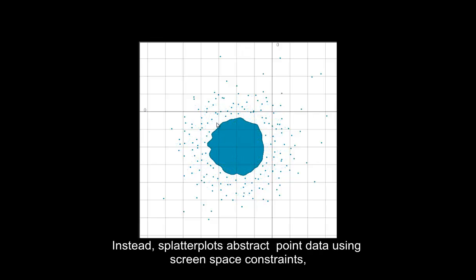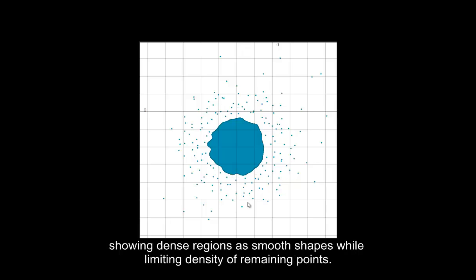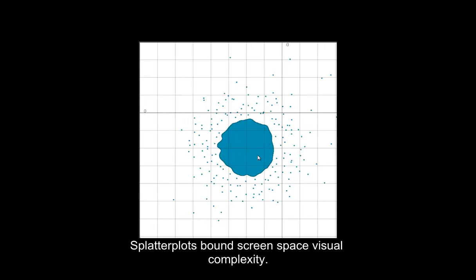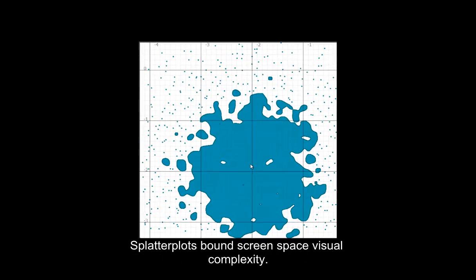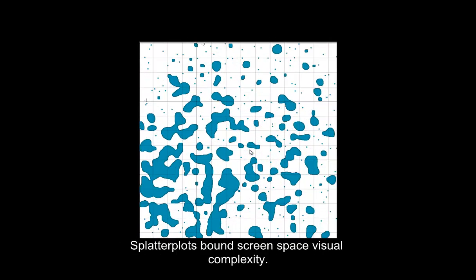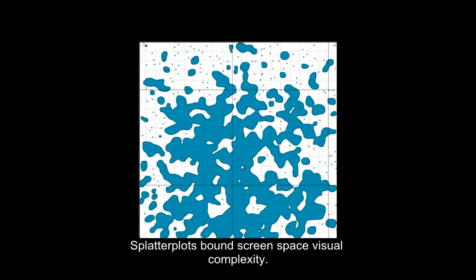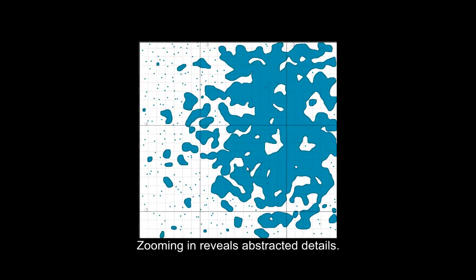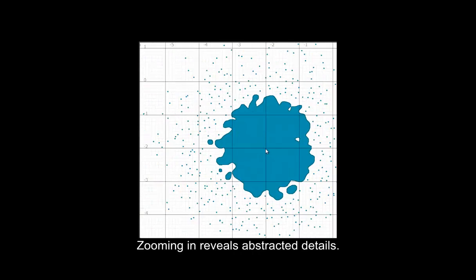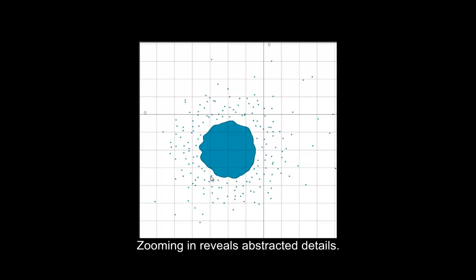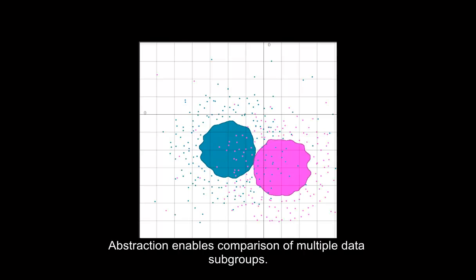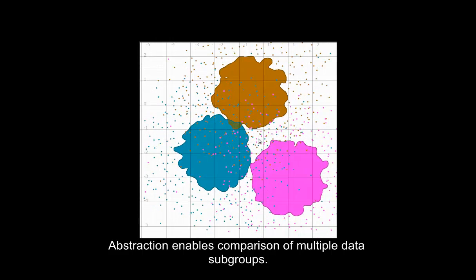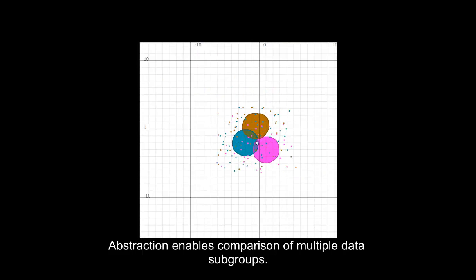Instead, Splatterplots abstract point data using screen space constraints, showing dense regions as smooth shapes while limiting screen space density of remaining points. By enforcing screen space bounds on contour smoothness and display density of points, Splatterplots bound the screen space visual complexity. Zooming in reveals abstracted information as it becomes available, while zooming out increases abstraction. Displaying dense regions as filled-in contours allows us to compare several data subgroups at once.